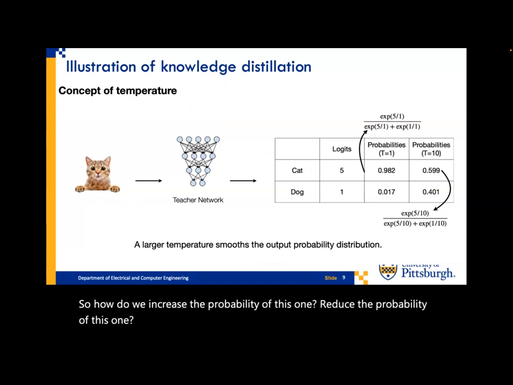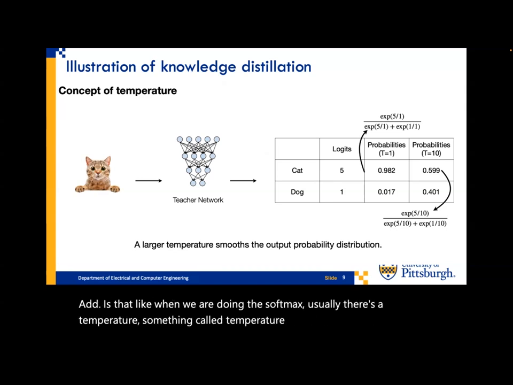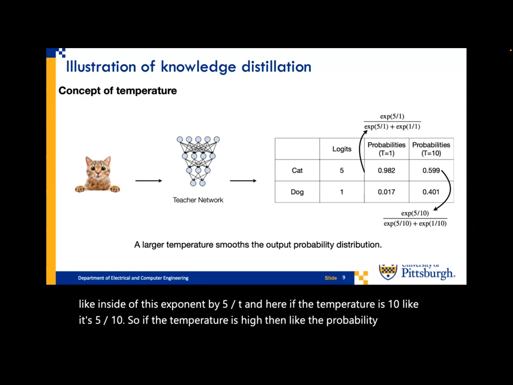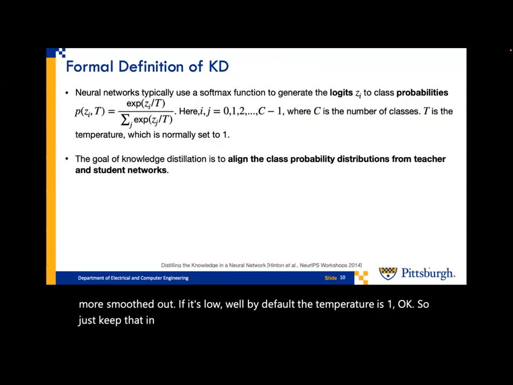One thing that I forgot to add is that when we are doing the softmax, usually there's something called temperature, this T, which divides the logits inside the exponent, like 5 divided by T. If the temperature is 10, it's 5 divided by 10. If the temperature is high, the probability will be more smoothed out. If it's low, well, by default, the temperature is 1. Just keep that in mind, and we will come back to that.